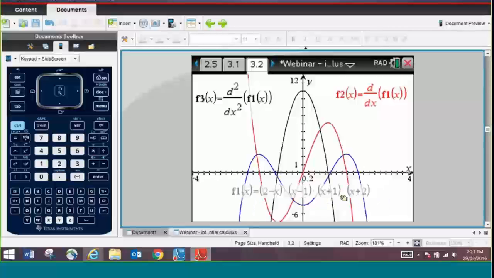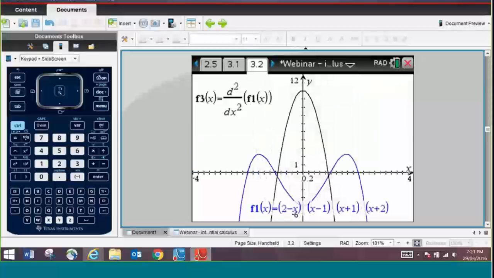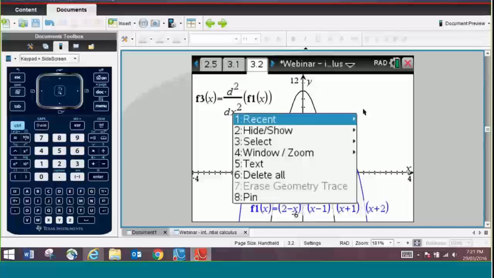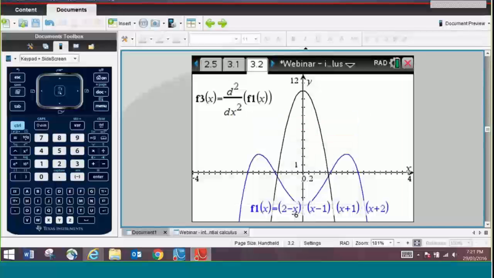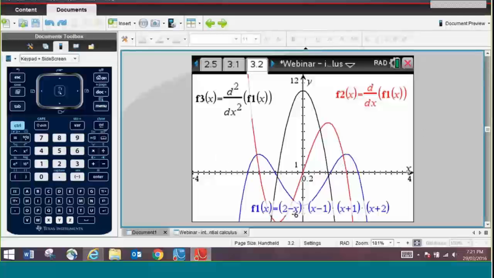Once you've got all three, I might just hide that label. Oh, no, I've hidden the wrong thing. Get rid of that, sorry. You can always go Control Z. I will just go Control Z. There you go. There we go.